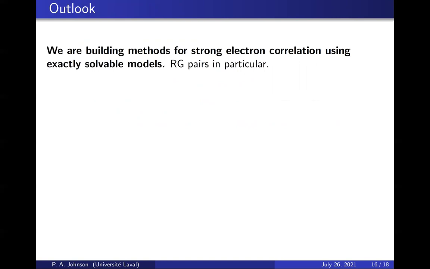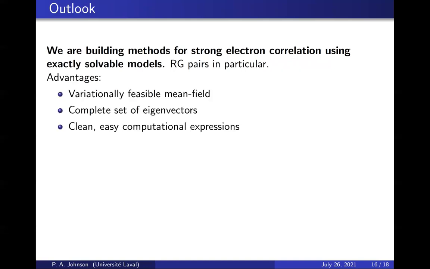The outlook is that we are building wave functions for strongly correlated systems with exactly solvable models. In particular, for the moment, we are using Richardson-Gaudin pairs. The advantages are this is variationally very feasible, computing the energy of a physical Hamiltonian costs N to the fourth. We have not said anything about the optimization because that is as yet an unsolved problem. We get a complete set of eigenvectors that are linearly independent. They're eigenvectors of a Hermitian model, so they're orthogonal. And all the expressions are easy and clean.